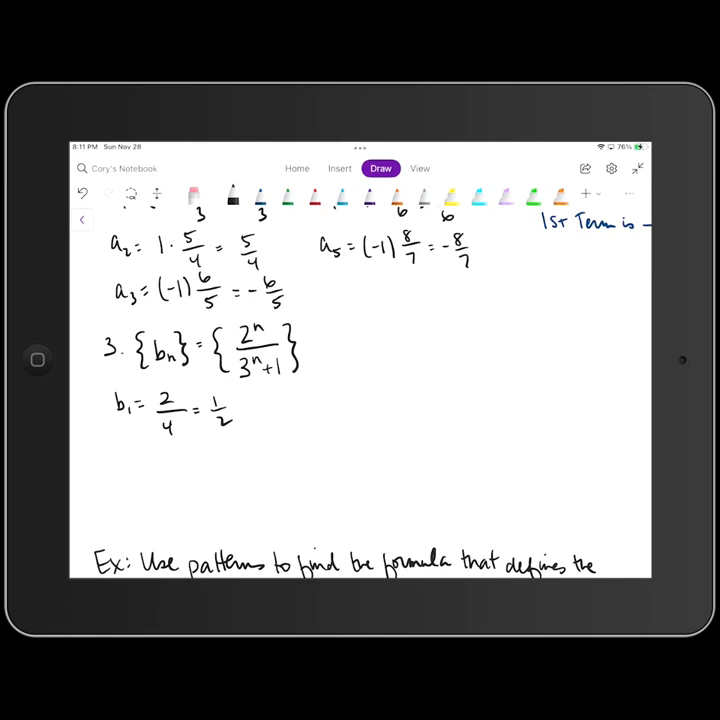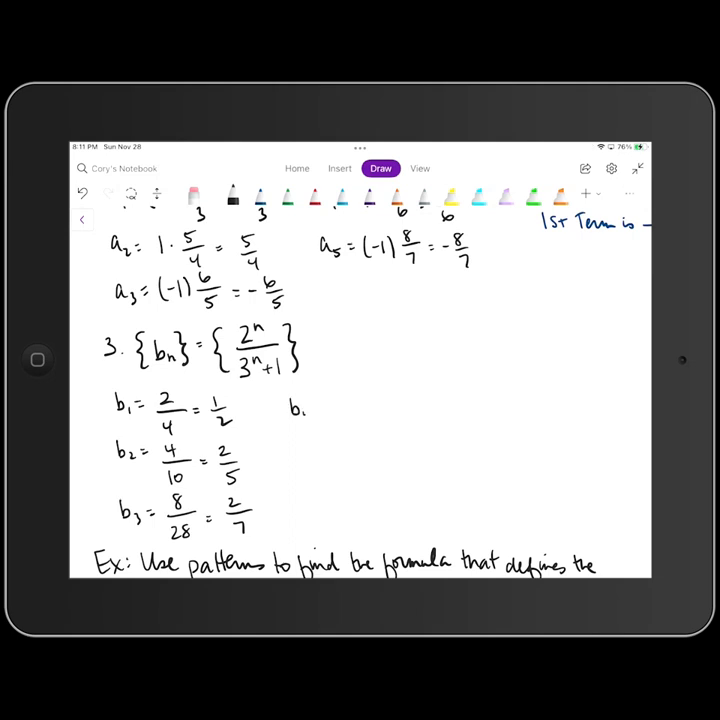When we find the second term, b sub 2, that's going to be 2 squared, which is 4, over 3 squared, which is 9, plus 1, which makes that denominator 10, and 4 over 10 simplifies to 2/5. Our third term, b sub 3, would be 2 cubed, which is 8, over 3 cubed, which is 27, plus 1, which is 28. And both 8 and 28 are divisible by 4. So 4 goes into 8 twice, 4 goes into 28 7 times. So that third term winds up simplifying to 2 over 7.